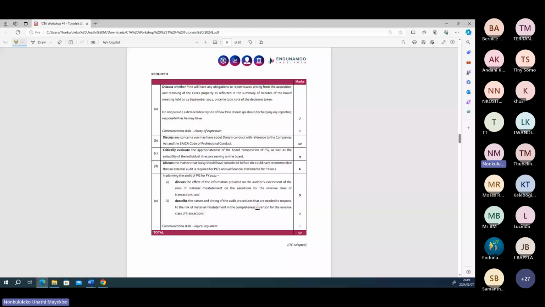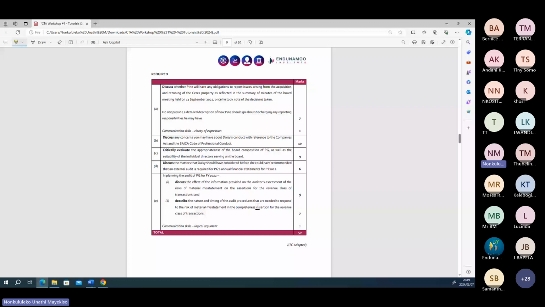Part E is the planning. They say we should discuss the effect of the information provided on the auditor's assessment of the risk of material misstatement on the assertions for the revenue class of transactions. And in the second part, we should describe the nature and timing of the audit procedures that are needed to respond to the risk of material misstatement in the completeness assertion for the revenue class of transactions.